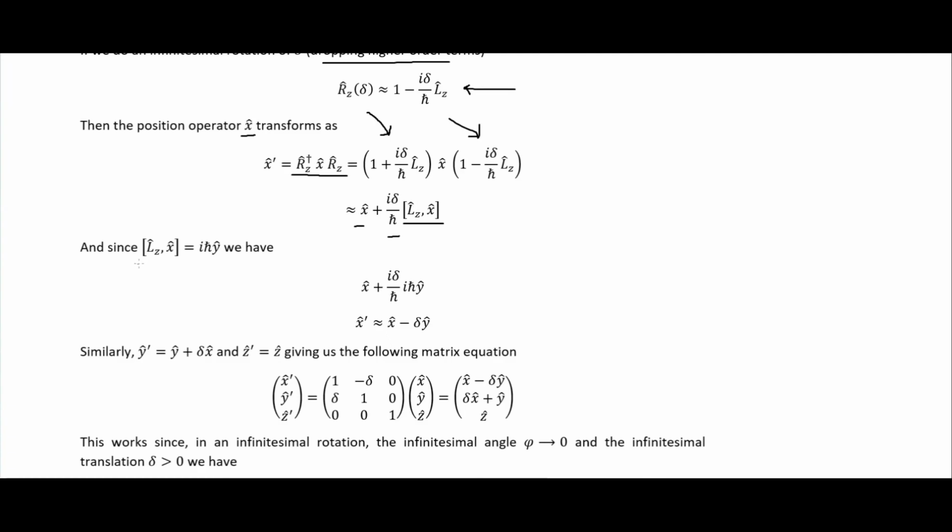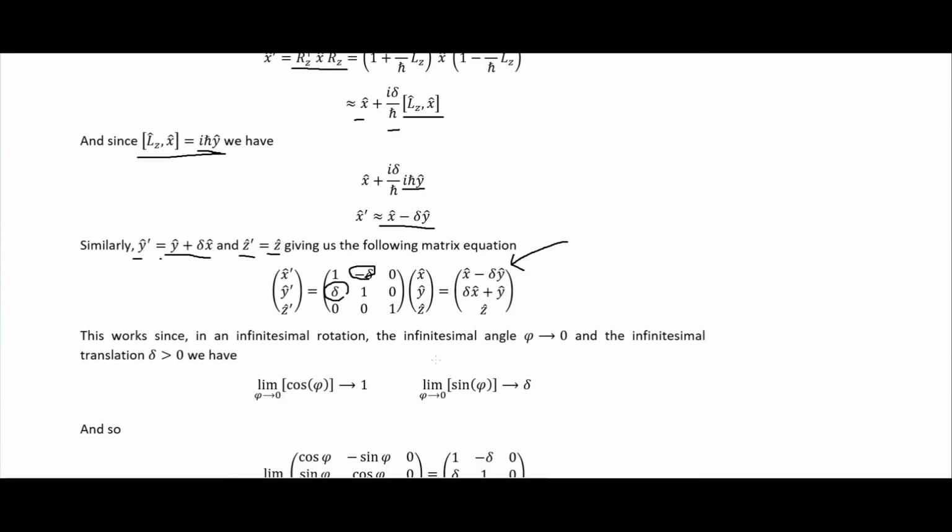And since we already know from earlier that these don't commute with each other, we get this i h bar y hat, then the x plus i delta over h bar i h bar y, so that just gives us this right here, the x hat minus delta y hat there. And similarly for the y hat prime here is just the y hat plus delta x hat, and then the z prime is just equal to the z, which gives us the following matrix.